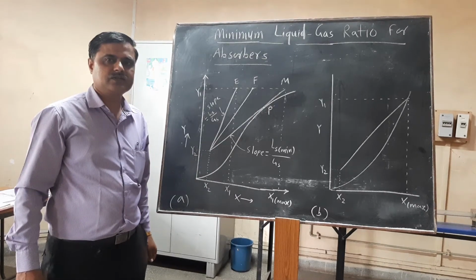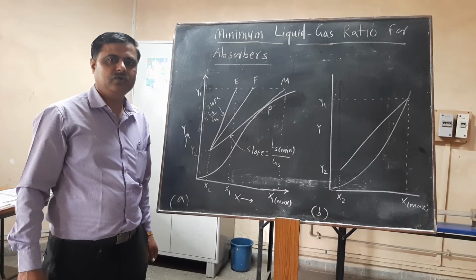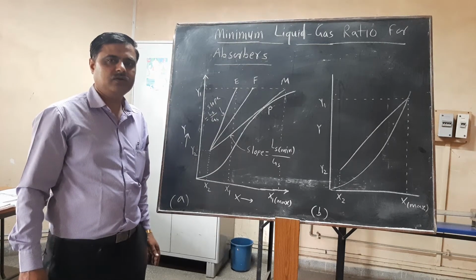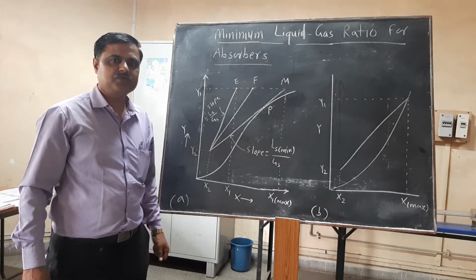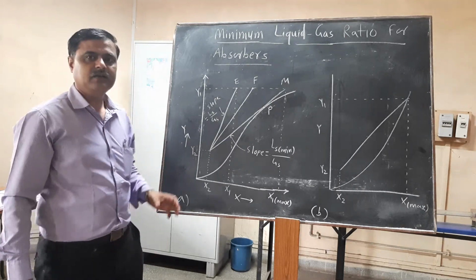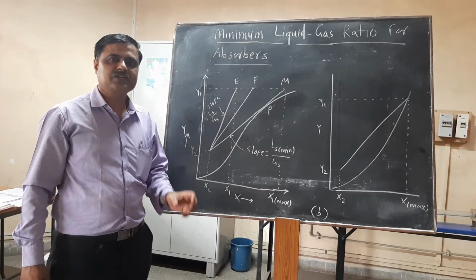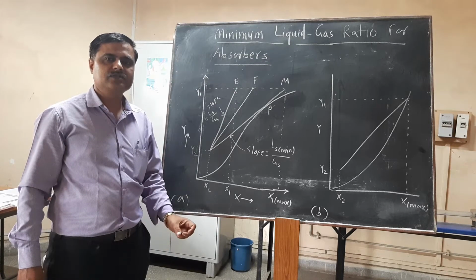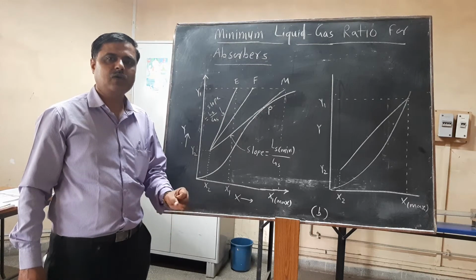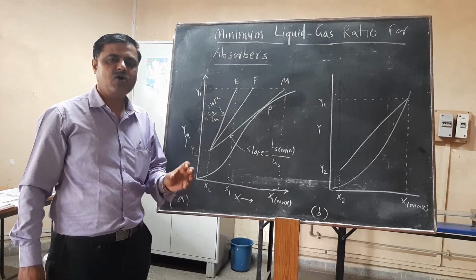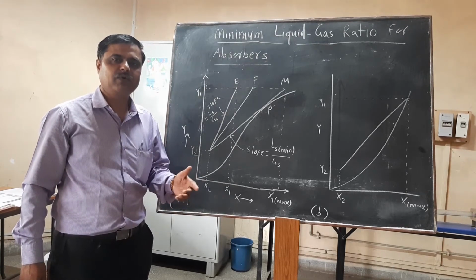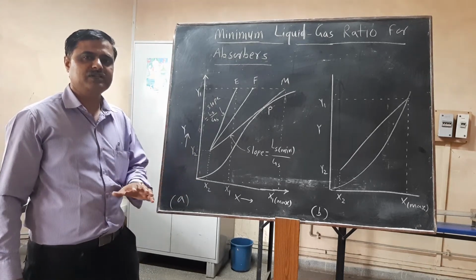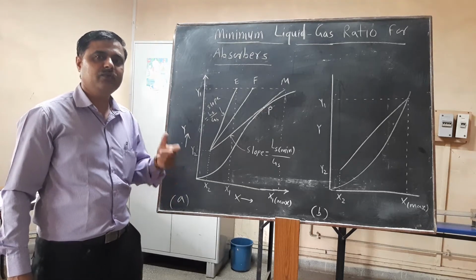We are going to discuss the minimum liquid to gas ratio for absorbers. First of all, what is meant by absorption? Absorption is the process of separating the components of a gaseous mixture by using a liquid solvent. The liquid is called the solvent. The important thing is how much quantity of liquid is required for a greater degree of separation of the components of the gaseous mixture.